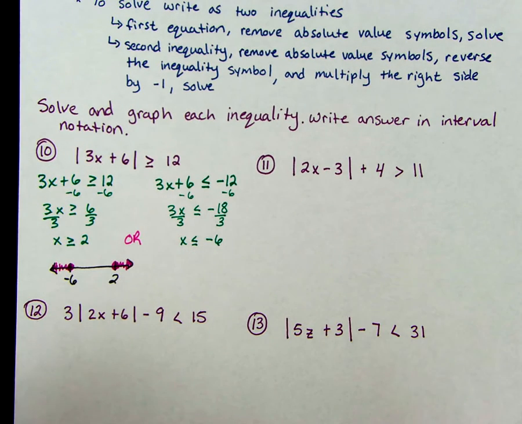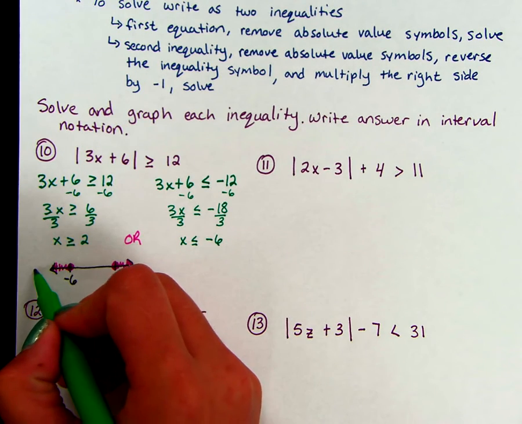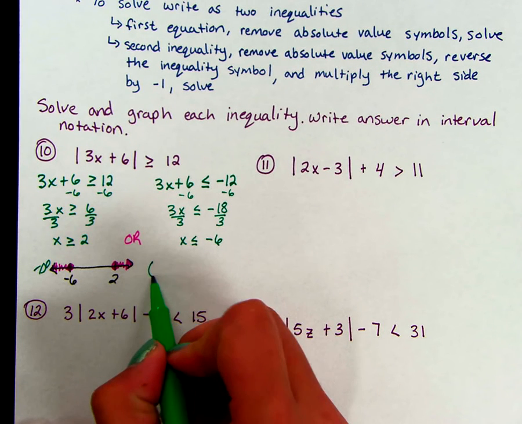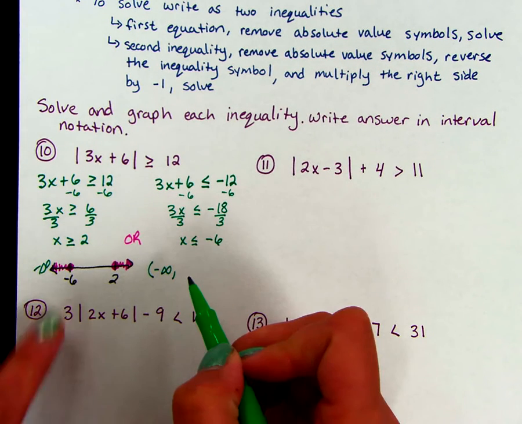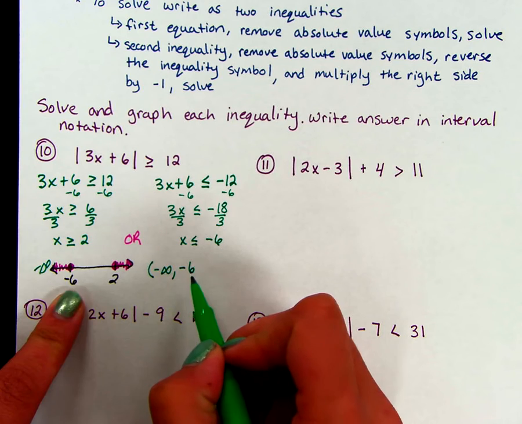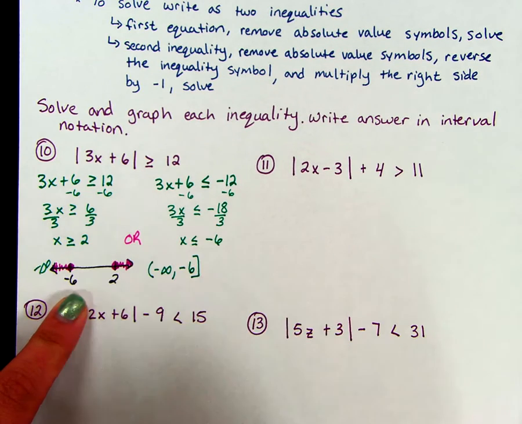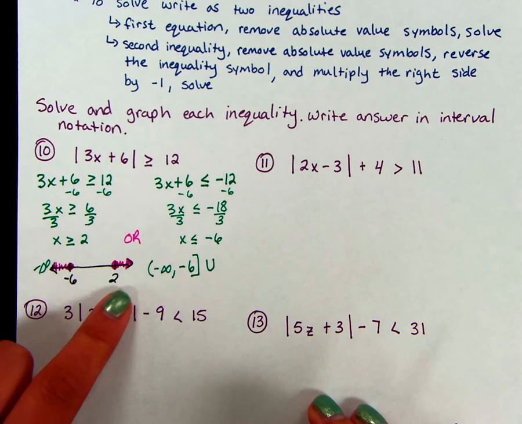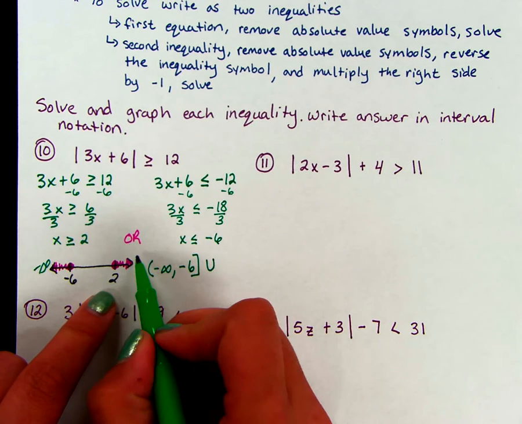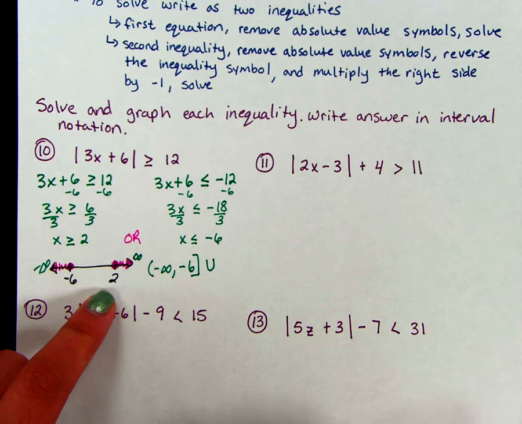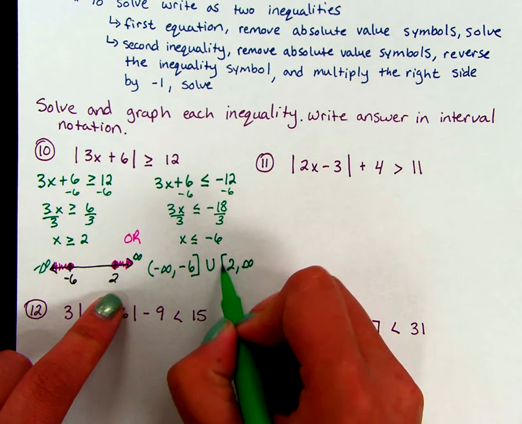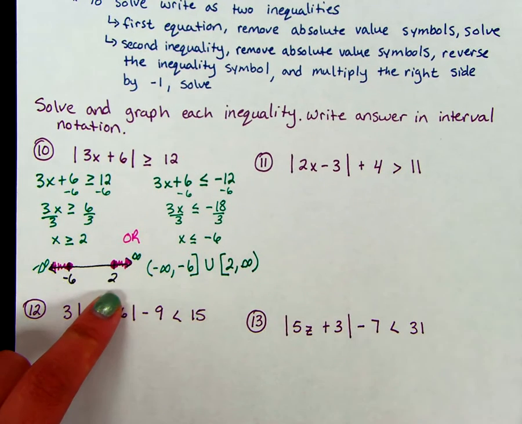When we do interval notation, that means we're going to need two pieces. On this side, our smallest number is going to be -infinity, so parenthesis, -infinity. Largest number is going to be -6, and since that is included, this is going to be a bracket. And then we have our or statement. On this piece, it's going from 2 up to positive infinity. So 2 is the smallest, infinity is the largest. 2 is included, so it's going to be a bracket and then a parenthesis.